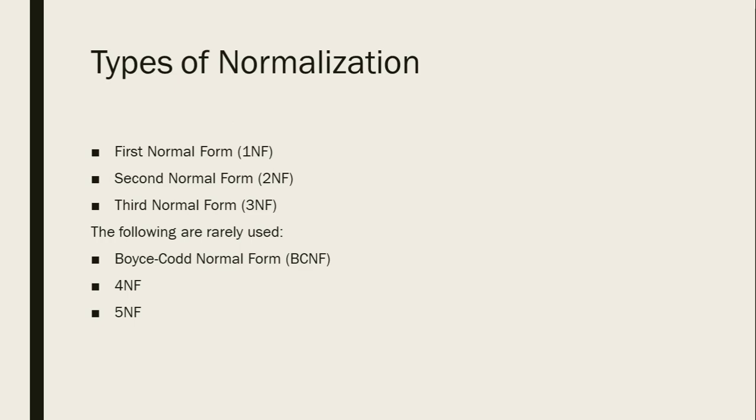There are several types of normalization. We have the first normal form, the second normal form, and the third normal form. Those forms are pretty much the standard way of normalizing the database. The following are rarely used: the BCNF, or the Boyce-Codd normal form, the fourth normal form, and the fifth normal form. In this video, we will only tackle the first, second, and third normal form because of time constraints.